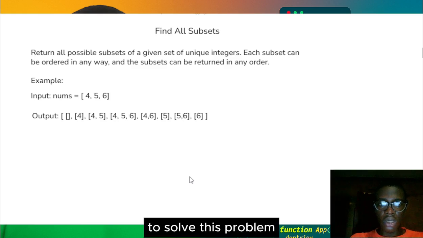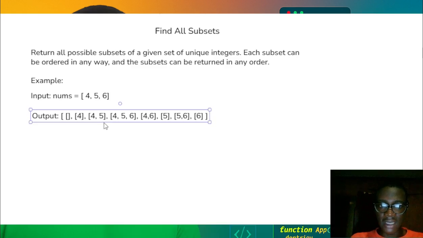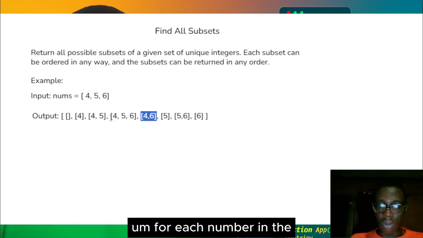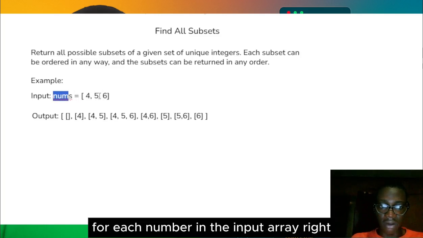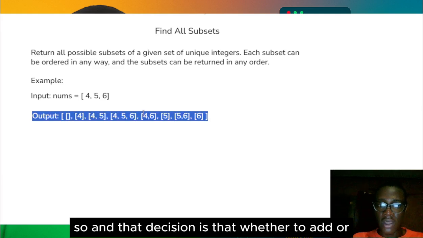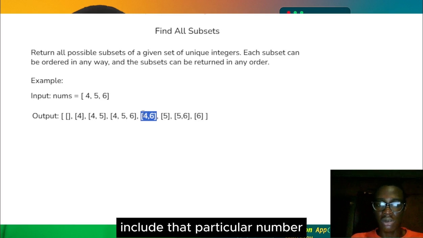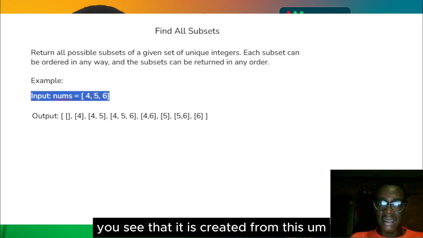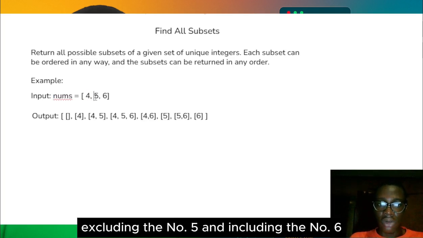To solve this problem, we need to understand that each subset in the output is created by making a specific decision for each number in the input array, right? And that decision is whether to add or not to add that particular number, whether to include or not include that particular number. For example, consider this subset 4, 6. We see that it is created from this input array 4, 5, 6 by including the number 4, excluding the number 5, and including the number 6.